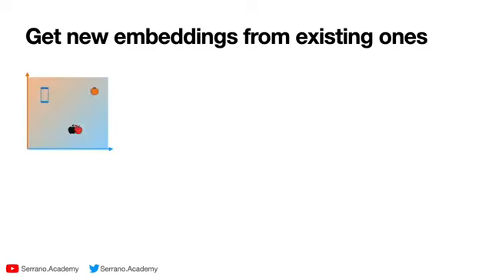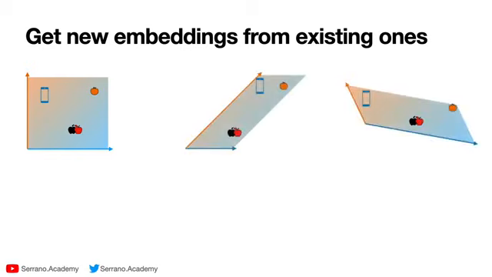So let's say that this is our original embedding, and I'm going to apply some random linear transformation and get this embedding, and then some other random transformation and get this embedding. Now, here is a question for you. Which one of these 3 is the best one, and which one of these 3 is the worst one?